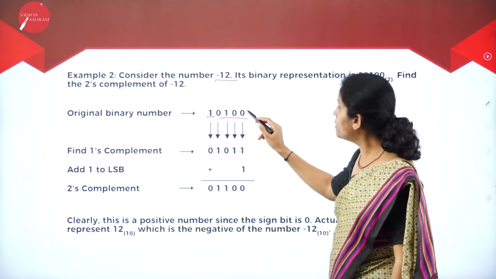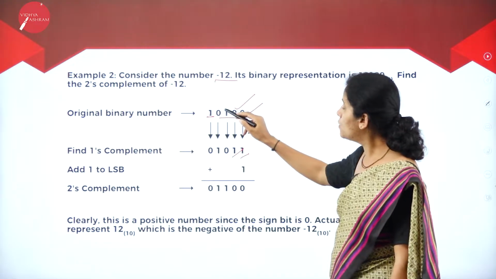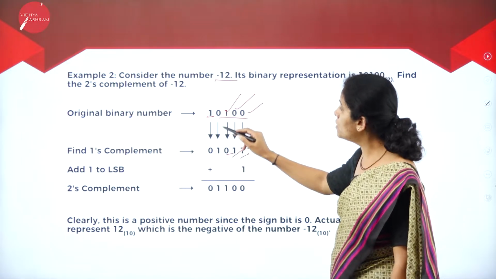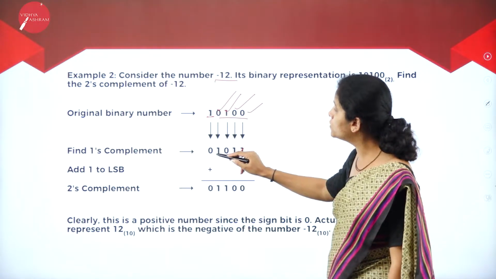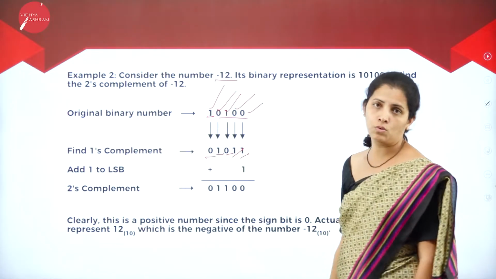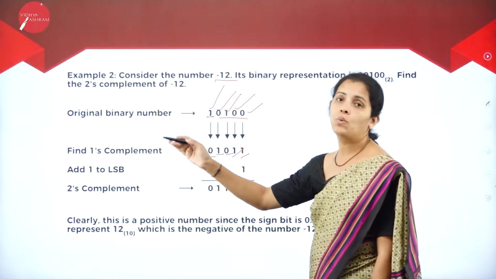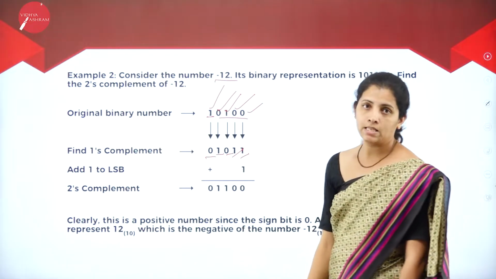The 1's complement of 0 is 1. The 1's complement of 0 is 1. The 1's complement of 1 is 0. The 1's complement of 0 is 1. The 1's complement of 1 is 0. Now what I'm going to do is add 1 to the LSB.